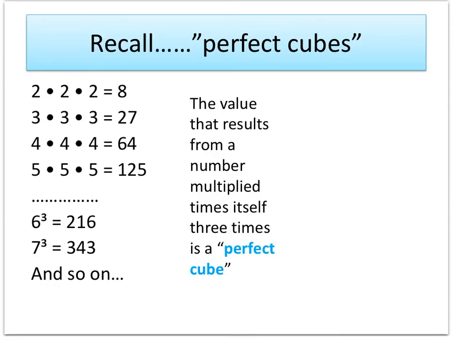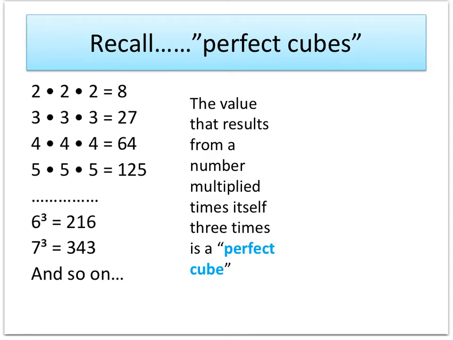In addition to square roots, we're also going to talk about perfect cubes. Not only can we multiply a number times itself 2 times, we can multiply a number times itself 3 times. And when we do that, we get what are called perfect cubes. So 2 times 2 times 2 gives us 8, 3 times 3 times 3, 27, 4 times 4 times 4, 64, and 5 cubed is 125, 6 cubed is 216, 7 cubed is 343, and so on.